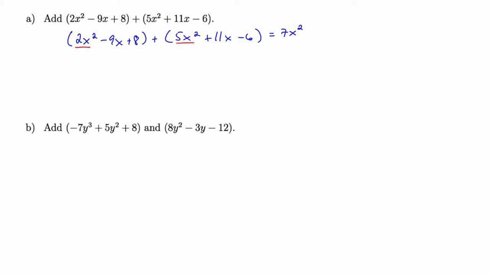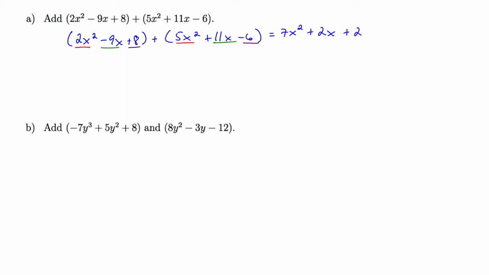Now that we've combined the second degree terms, the x squared terms, we'll then drop to the next highest degree. The next highest degree after a second degree is a first degree. And in both of those polynomials, I see they each have an x term. Negative 9x plus 11x is a positive 2x. And finally, we will finish with the non-variable terms, the constant terms. Each polynomial has one, and 8 minus 6 is 2.